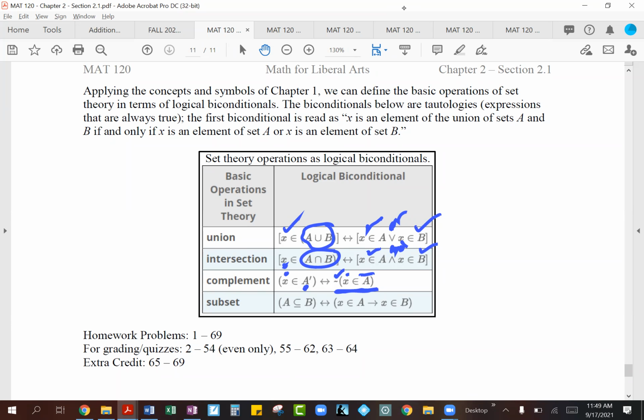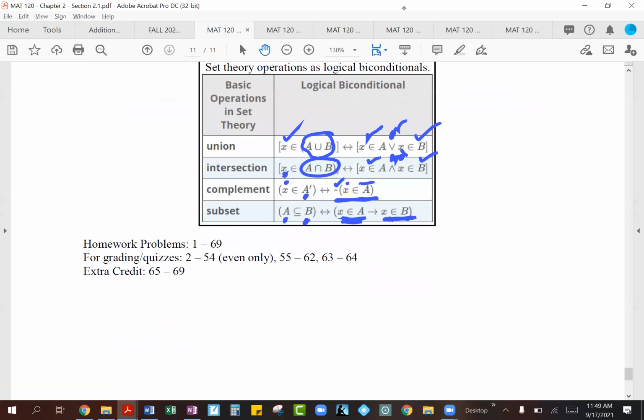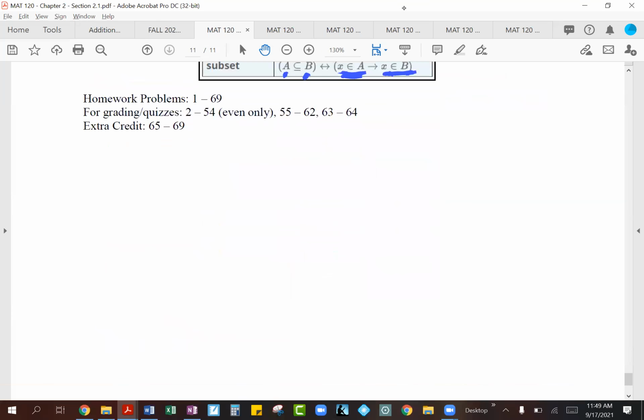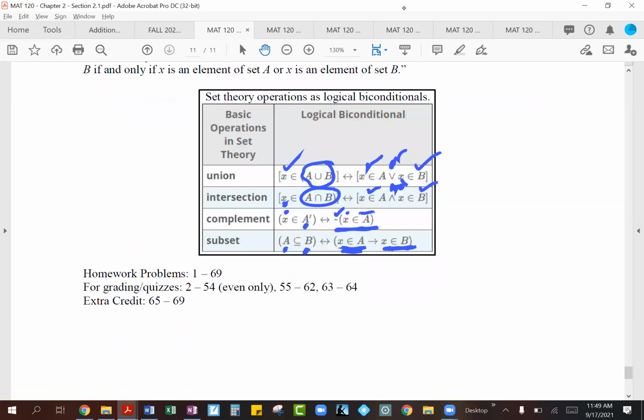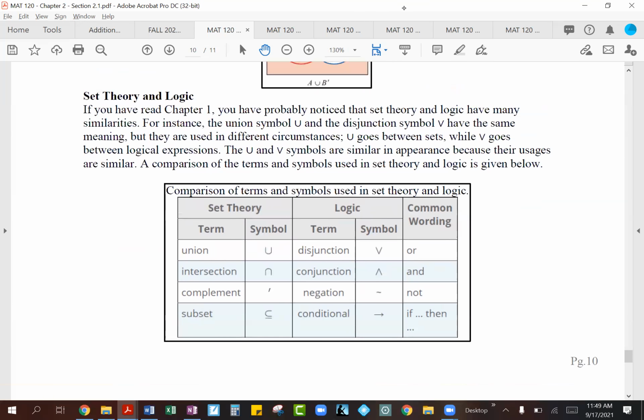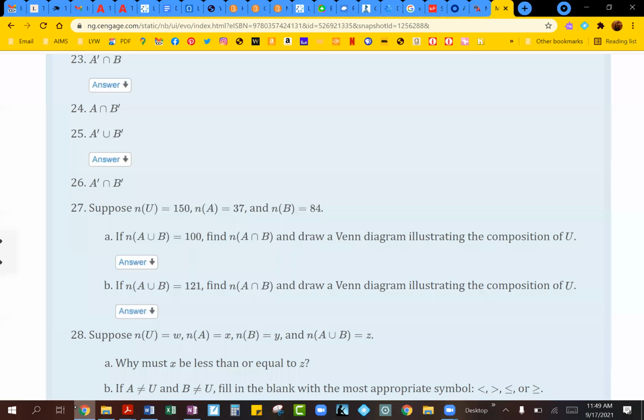And then for the subset, we are saying A is a subset of B. That means if X is in A, then X is also in B. A can be either a proper or an improper subset, it doesn't matter. If X is in A, then automatically X is in B. So that's your if-then statement comparison they're bringing in over here. It's really interesting if you think about how these two concepts tie into each other.